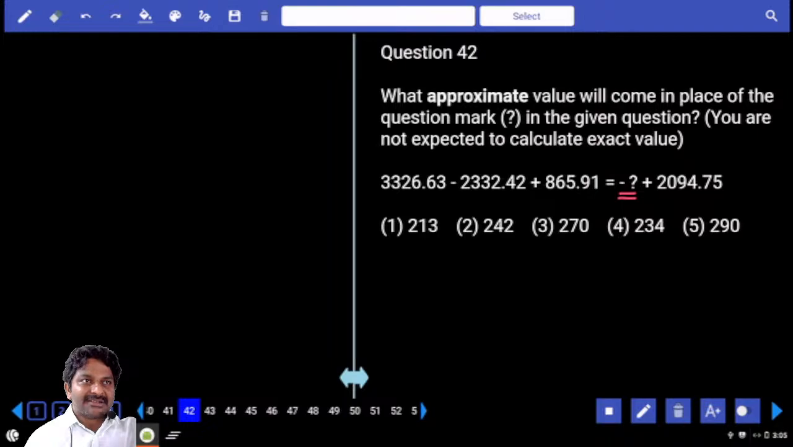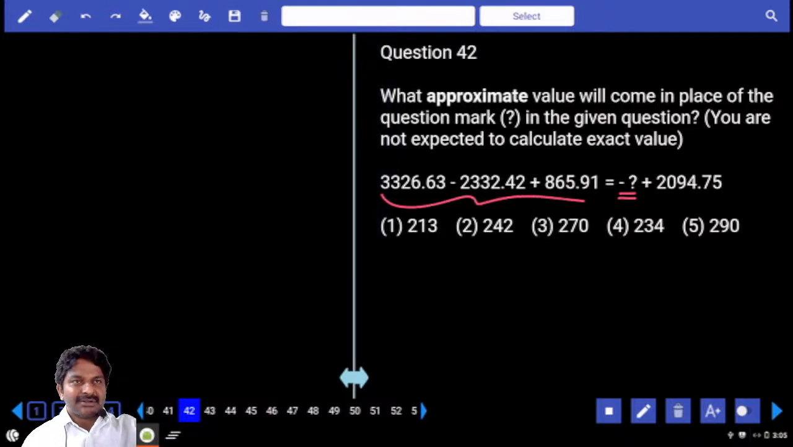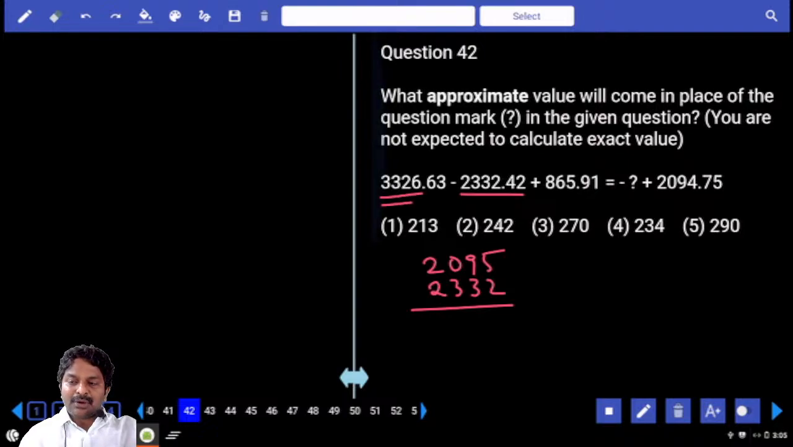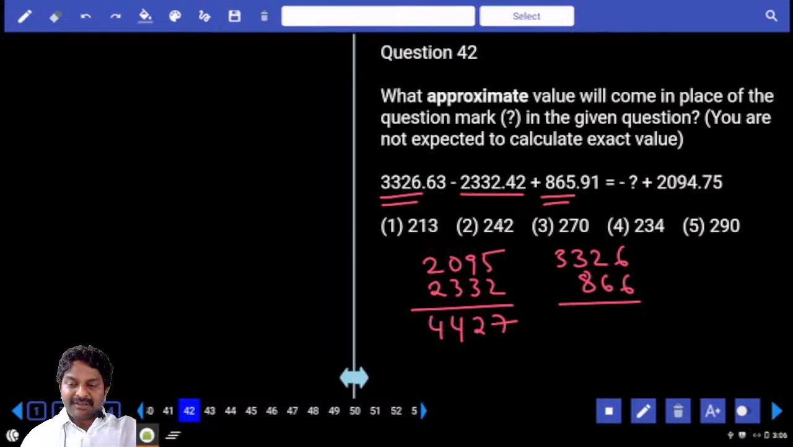Minus x comes to left hand side. All left hand side numbers go to right hand side. Correct? This will become a positive number. So we have to add positive numbers 2095, 2332. And then these two are negative numbers 3326 and then 866. When I add both positive numbers, which is 4427, negative number 4192. 4000 gets cancelled.